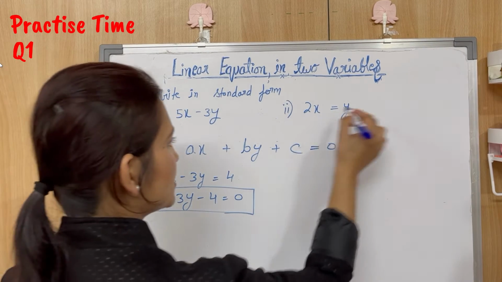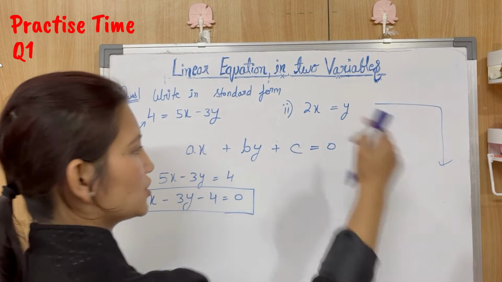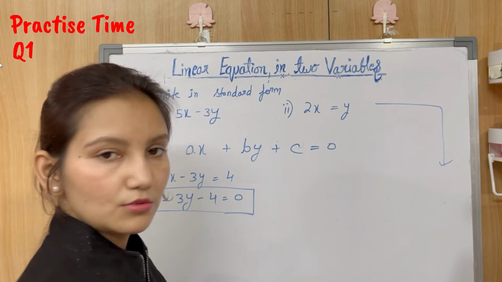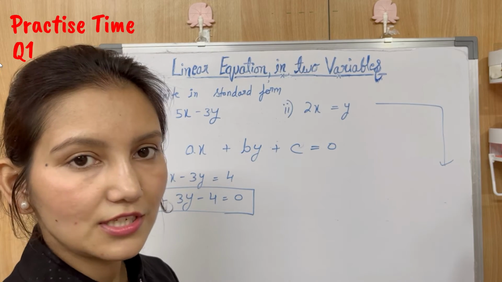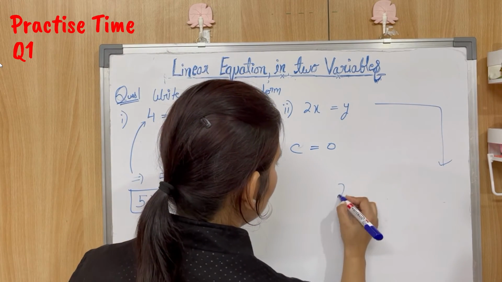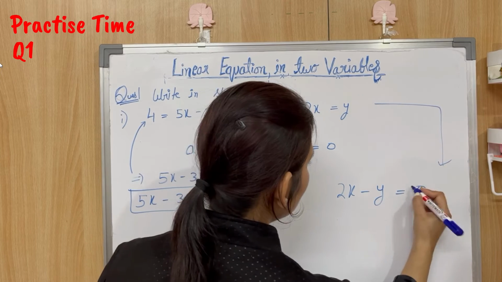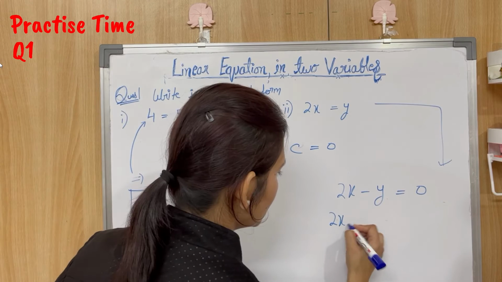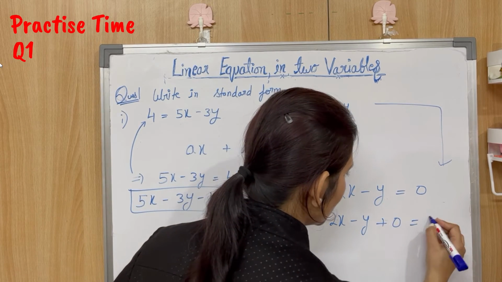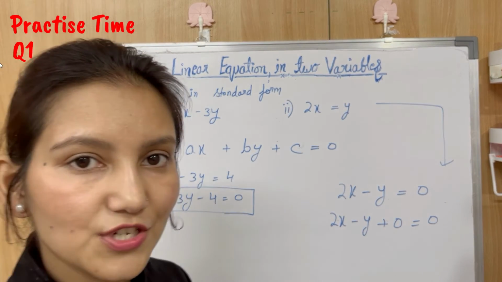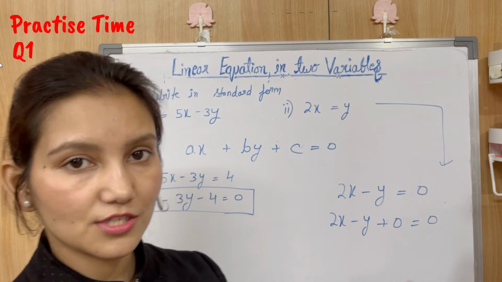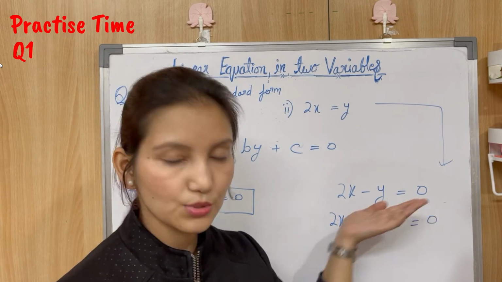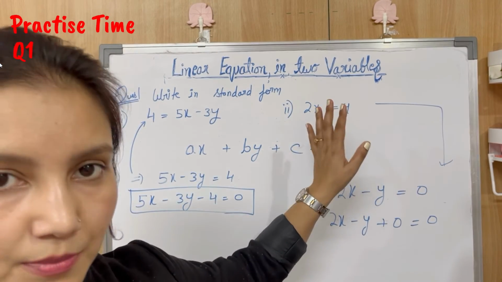Now let's come to this one. Let's write this equation in standard form. Okay, 2x is equal to y. So what we'll do, we'll bring y to the left hand side. It will become 2x minus y is equal to 0, right? So there is no constant term, so what we'll write is 2x minus y plus 0 is equal to 0. There is no constant term means the constant term is 0. So 2x minus y is equal to 0 is the standard form of this equation, right?